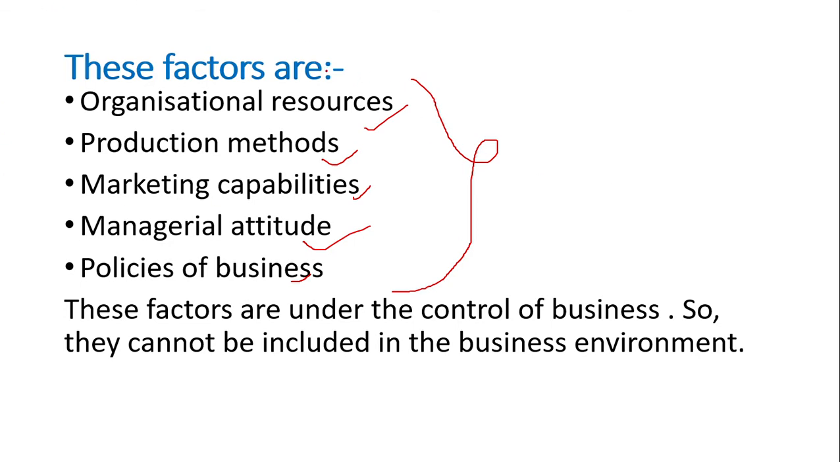While discussing the meaning of business environment, I had told that business environment is the sum total of external forces, but these factors are internal forces. And I also told that the factors that come under business environment are not under the control of business. But here you can see that all these factors are under the control of business. So these factors cannot be totally included in business environment.